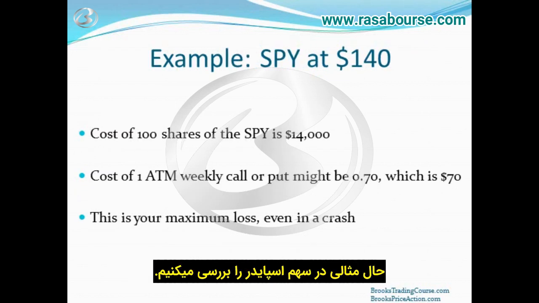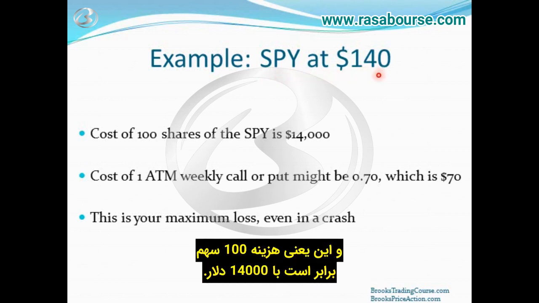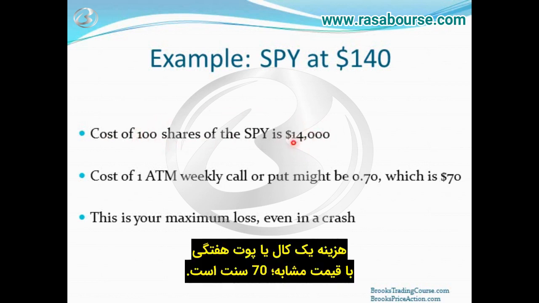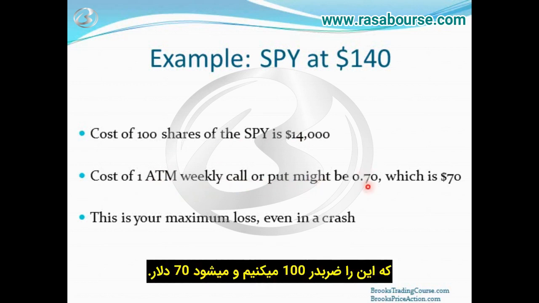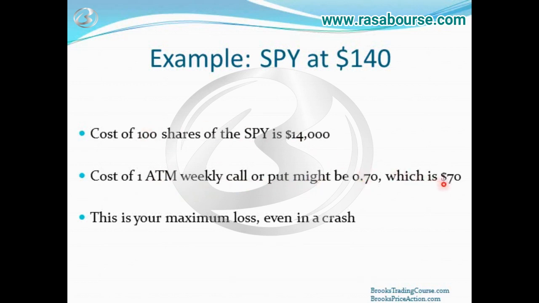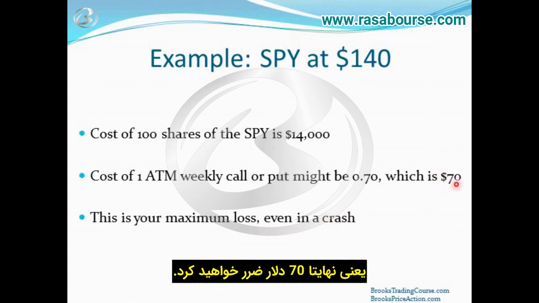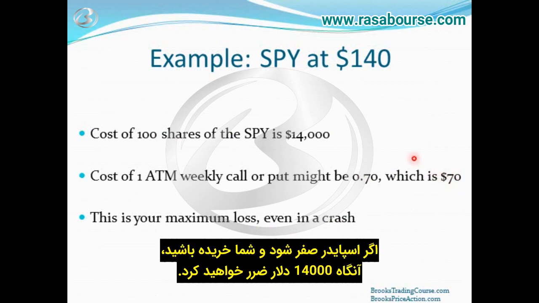Let's take an example using the spider. Let's say the spider is at $140, and that tells you that the cost of 100 shares is 100 times that, $14,000. So you could buy 100 shares of the spider for $14,000. The cost of one at the money weekly call or put might be about 70 cents times 100 shares. That's $70. That is your maximum loss, even in a stock market crash. The most you can lose is $70. If the spider goes to zero and you bought the spider, you can lose $14,000.